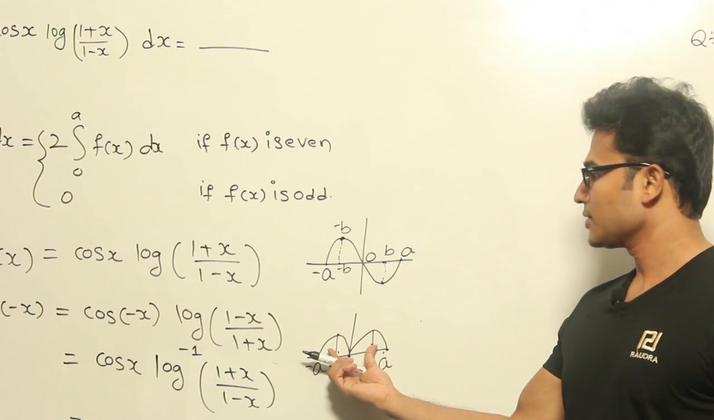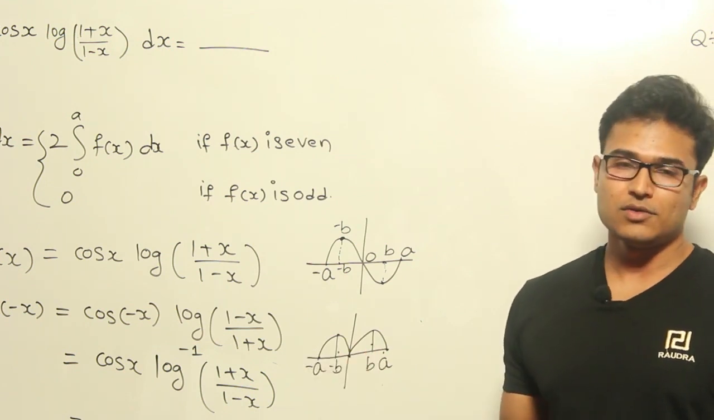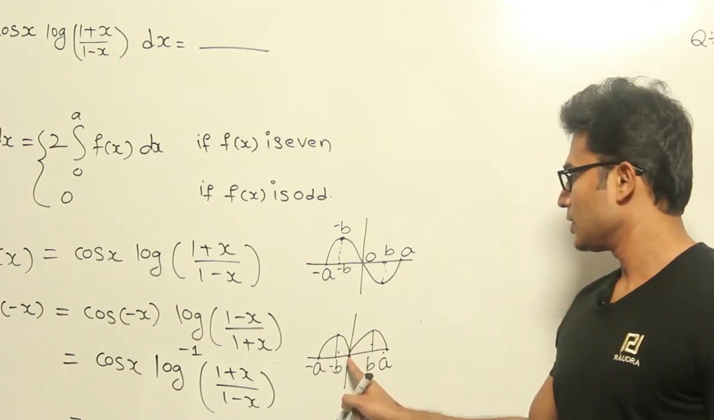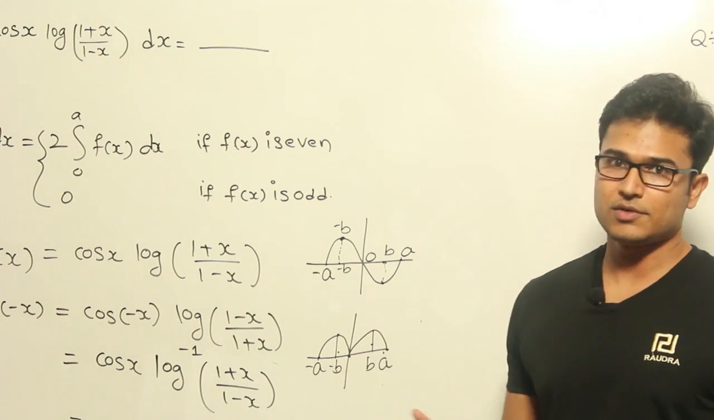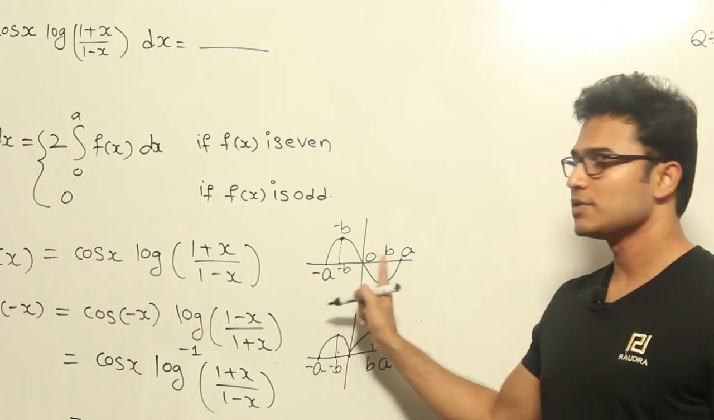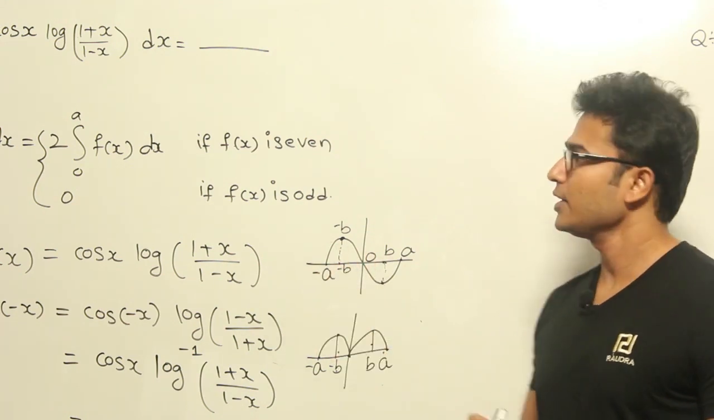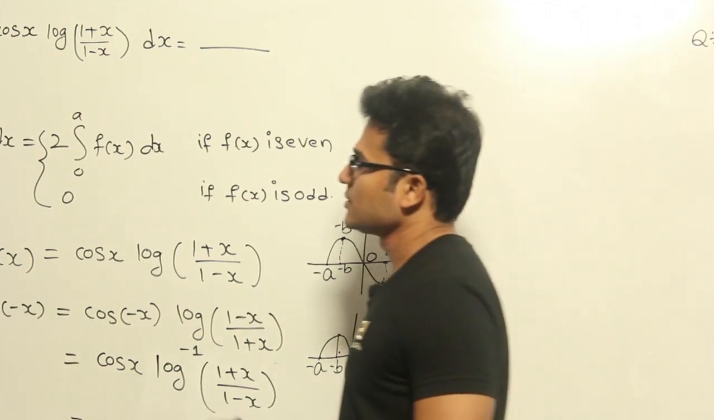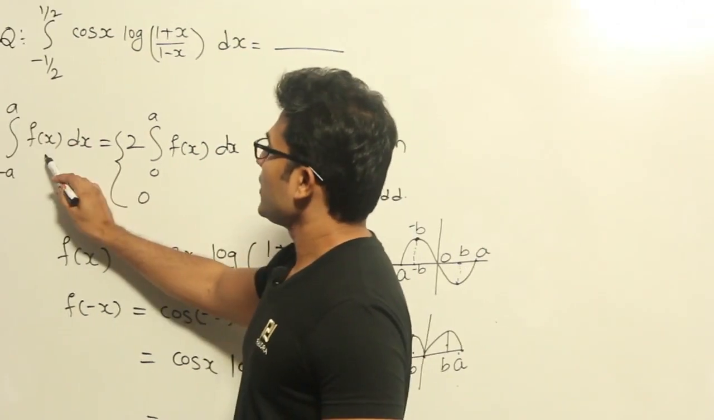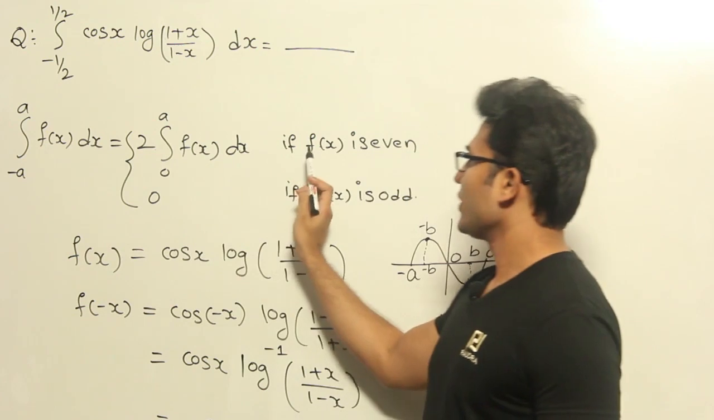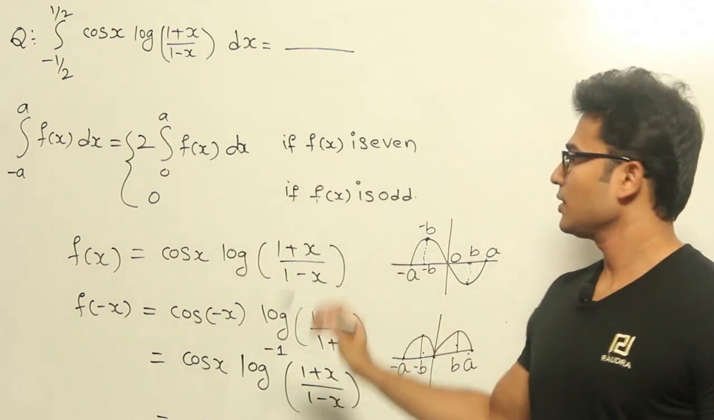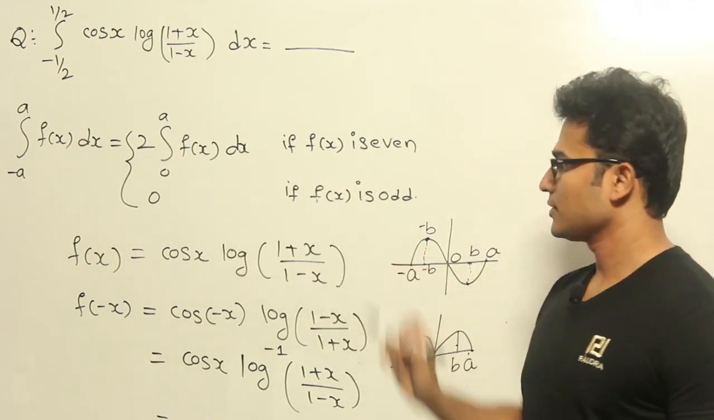In case of even functions, we can say that the value is going to be 2 into integral 0 to a, whatever this value is. In case of odd functions, it is going to be 0 because they are going to get cancelled away, right? Okay, now if you look at this, integral minus a to a f of x is equal to 2 into integral 0 to a when f of x is even, and it is 0 when f of x is odd.